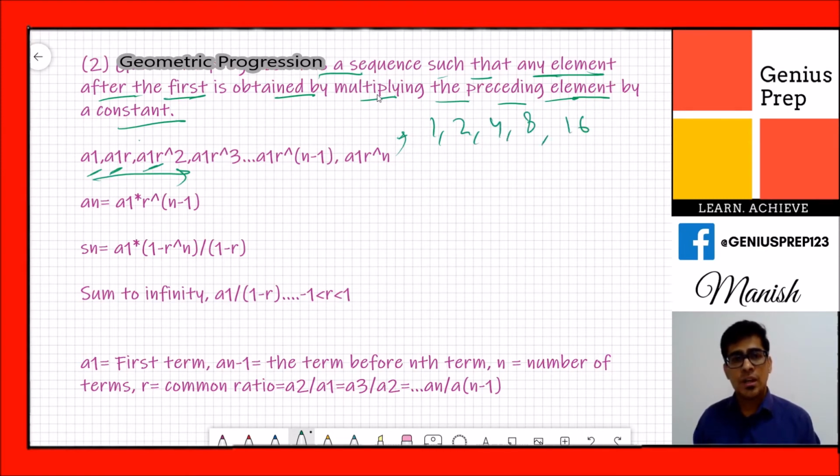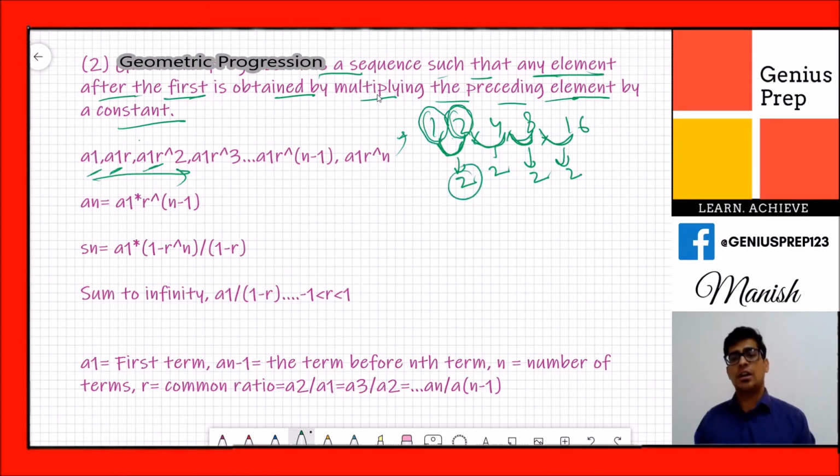So you see what it says: a geometric sequence is a sequence such that any element after the first is obtained by multiplying the preceding element. So that means a1 is 2, multiply by 2 we get 4, multiply by 2 we get 8, multiply by 2 we get the next one. In the previous case the difference was 2. Now here the ratio between the nth term and the n minus 1 term is 2.